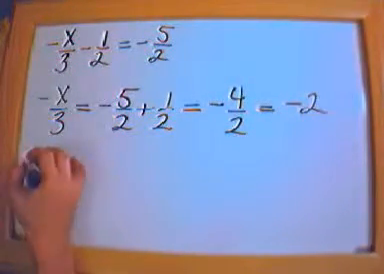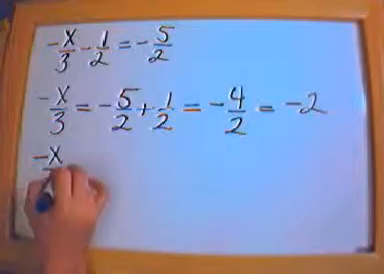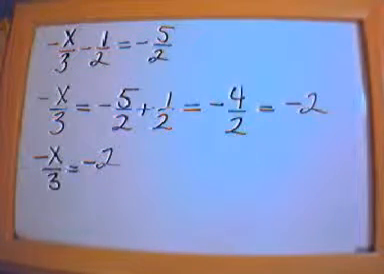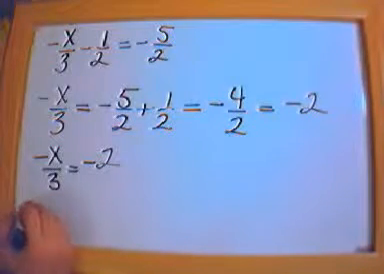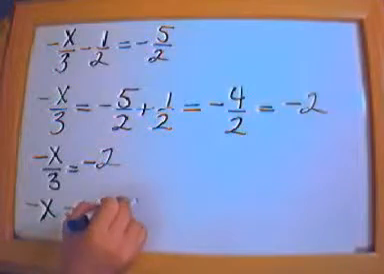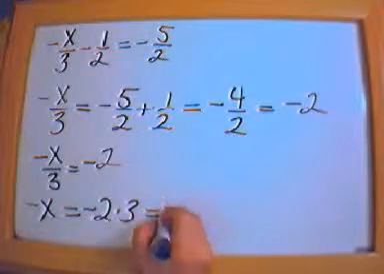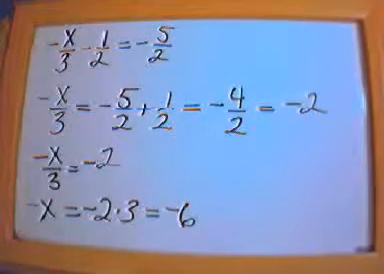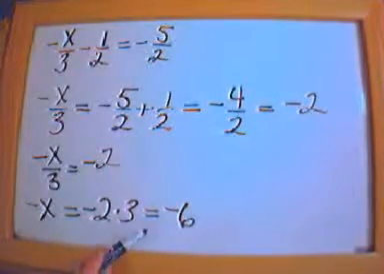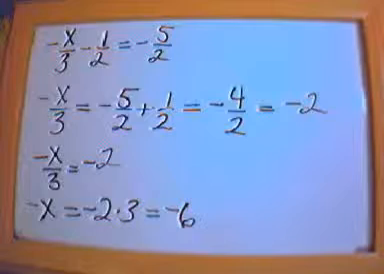So what I'm left with is negative x over 3 is equal to negative 2. In order to get x by itself, or closer to being by itself, I'm going to multiply both sides by 3. So I'm going to be left with negative x is equal to negative 2 times 3, which is negative 6. Now here's the funny part. I've got negative x is equal to negative 6, which is great.